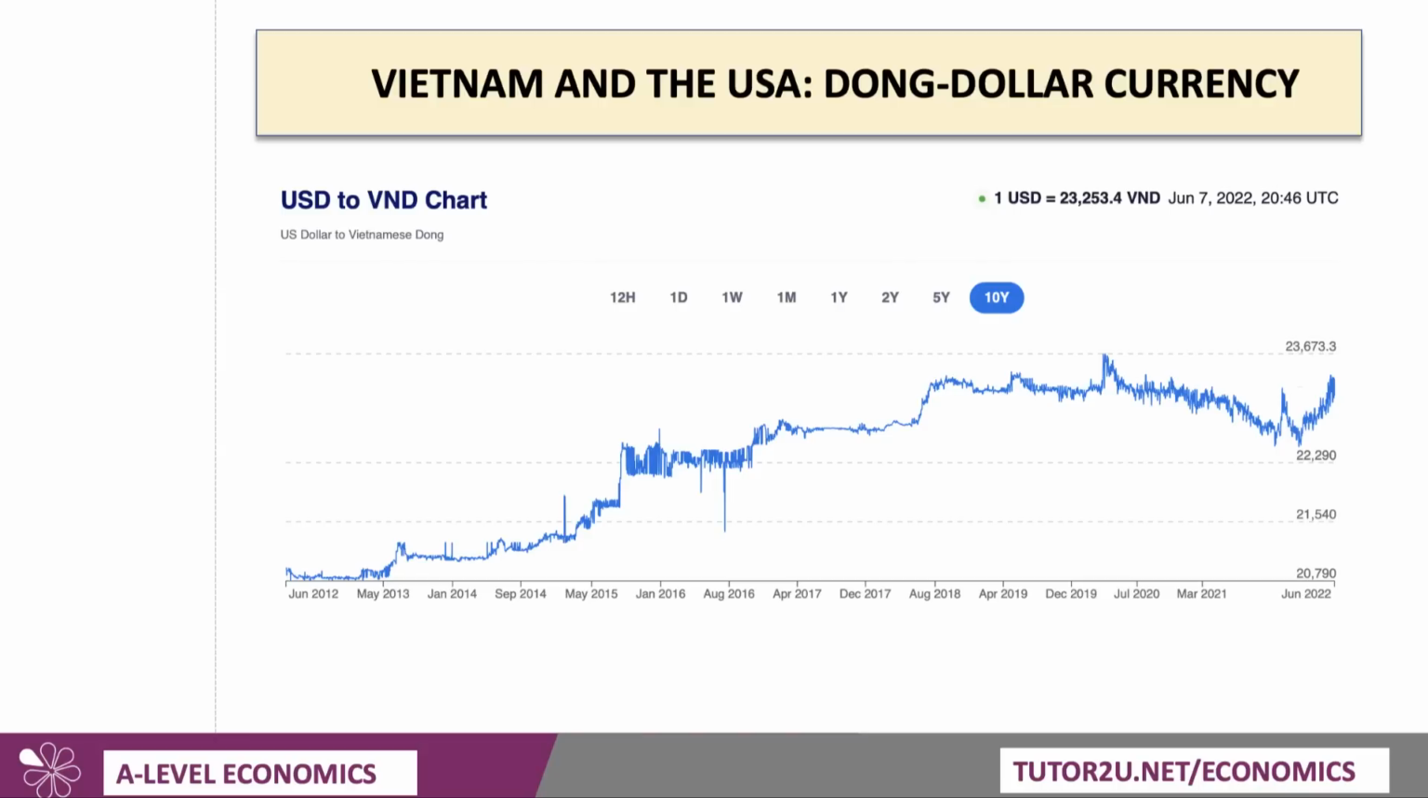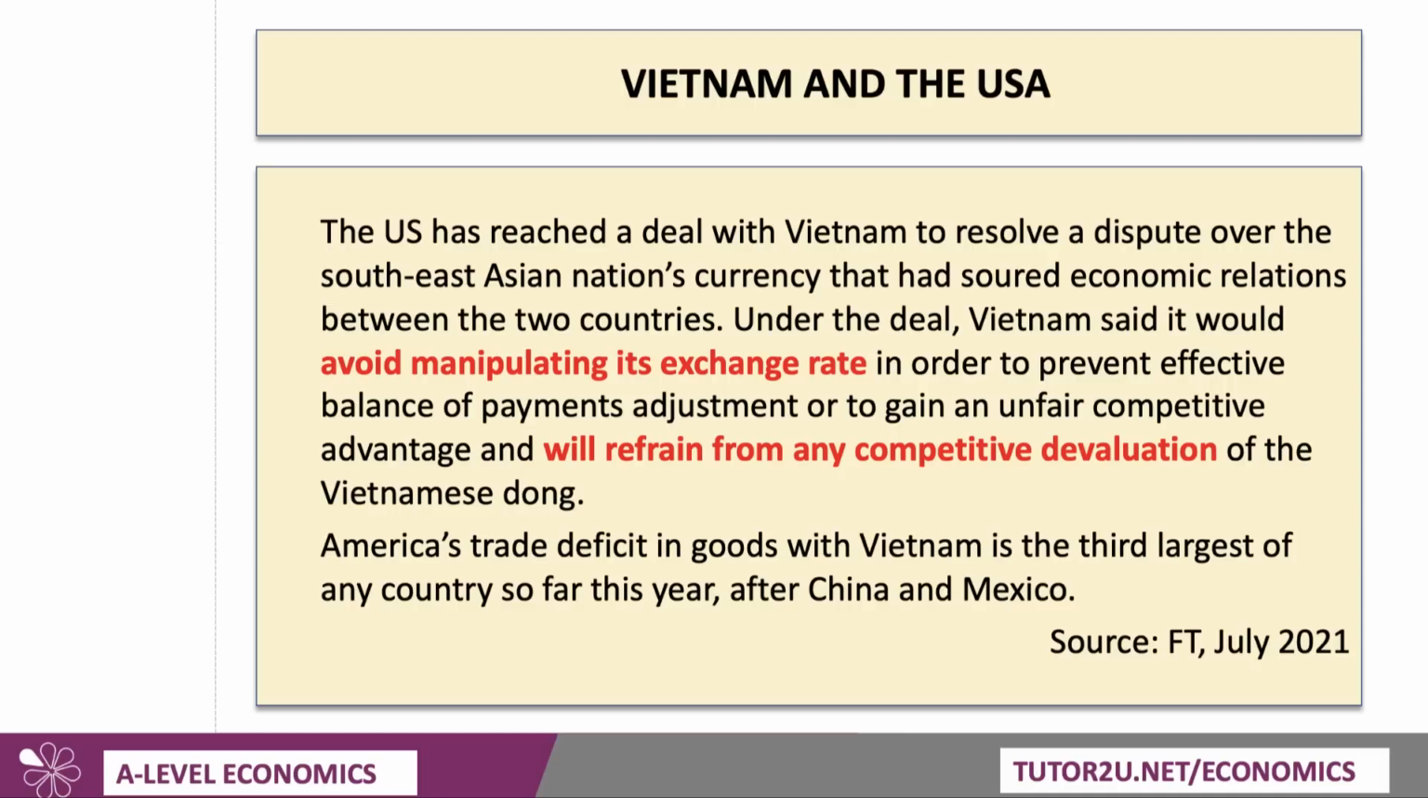So there has been a depreciation of the dong, and some complaints, particularly from the States, that Vietnam has been artificially keeping its currency low and managing its floating exchange rate in such a way to remain competitive, clearly as a big exporting nation. Now, in the summer of 2021, the United States reached a deal with Vietnam over this dispute about the currency.